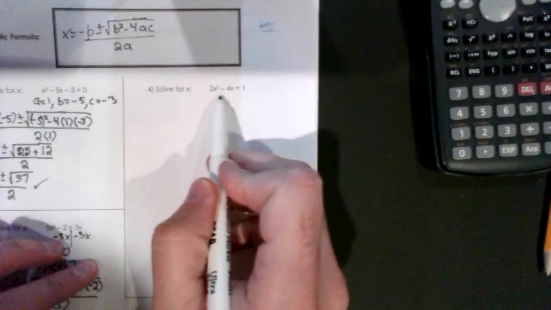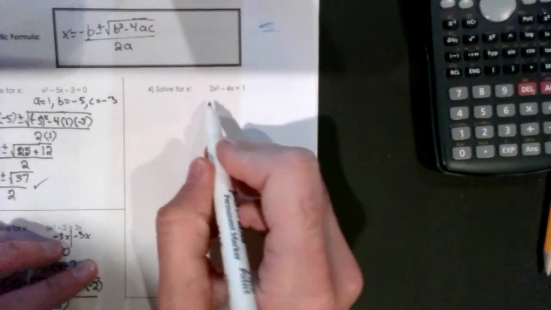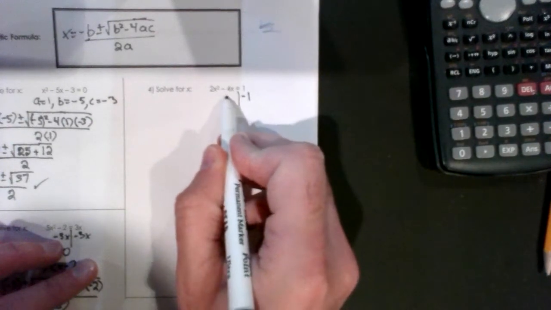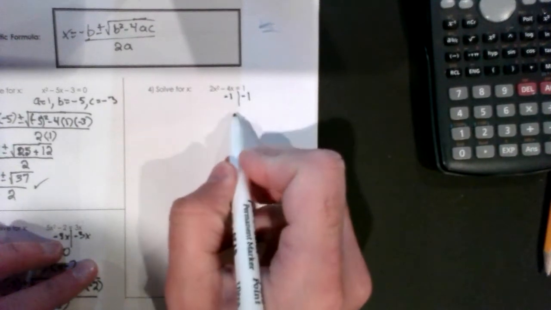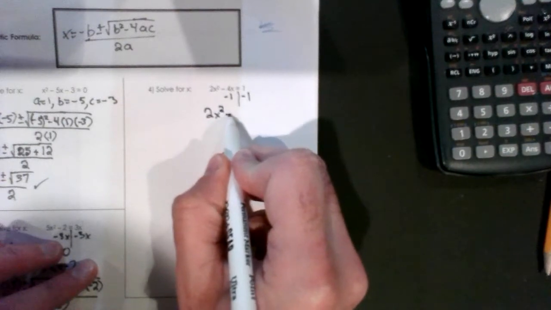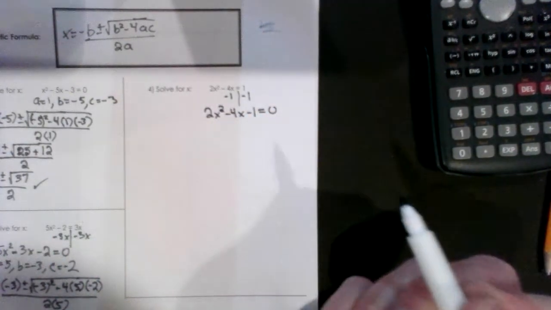So on this one, it's not in standard form. I have to bring my 1 over to the other side. If I do that, I go to the opposite operation when I go to the opposite side of the equal sign. So I'm going to subtract 1 from both sides. I end up with 2x squared minus 4x minus 1, all equal to 0.